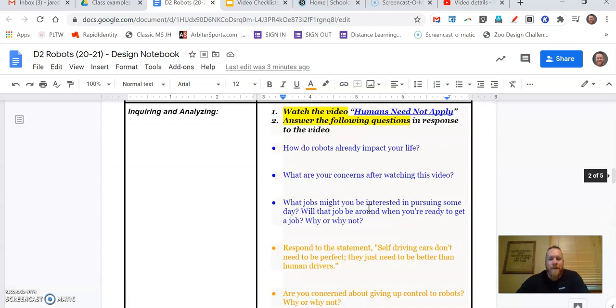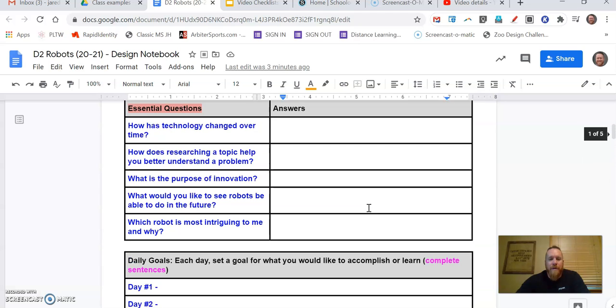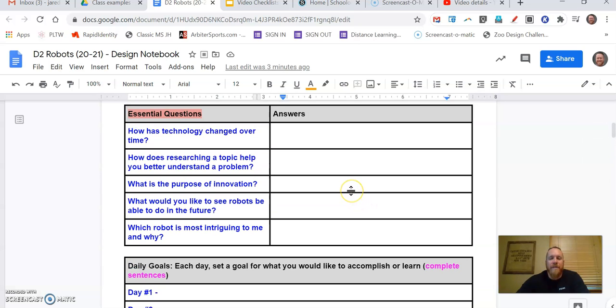The last thing that you are going to do is make sure that your essential questions are answered. So as I scroll all the way back up here, there are five essential questions. How has technology changed over time? How does researching a topic help you better understand a problem? What's the purpose of innovation? What would you like to see robots be able to do in the future? And that kind of goes with some of those conclusion questions about limitations, or what you think future robotics are going to be like.